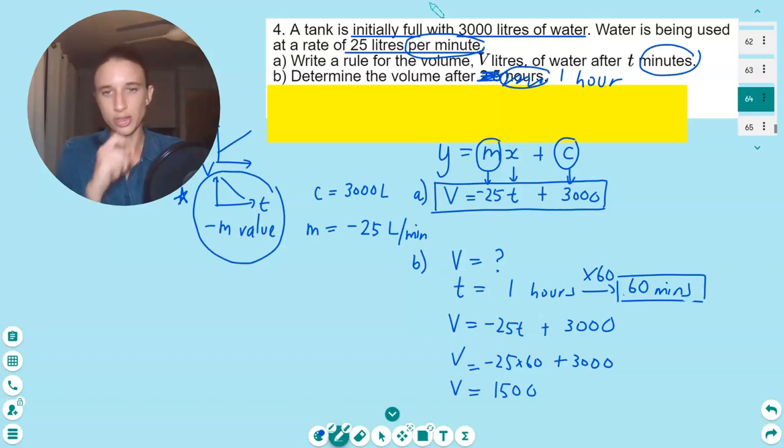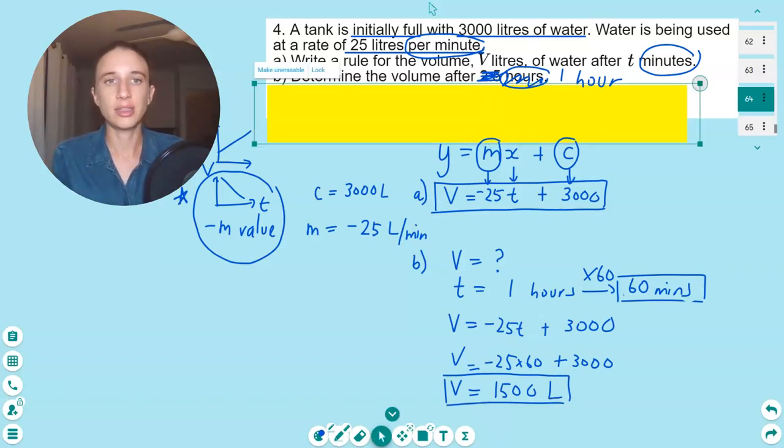But don't change the question on the exam sheet. I don't think your teacher would like that. So volume is 1,500, and think about the units of your answer. The volume is going to be measured in liters. Okay, so after 1 hour, that's the volume.